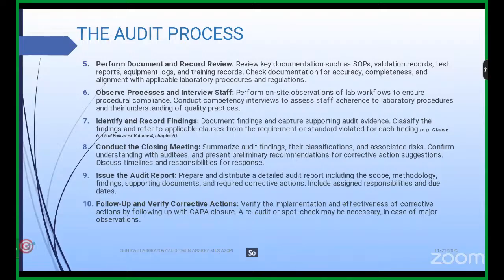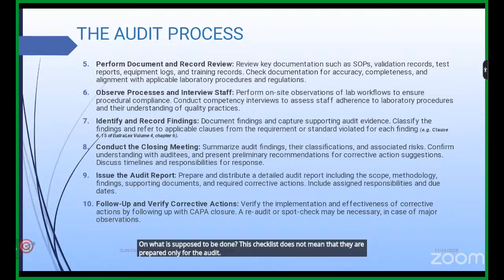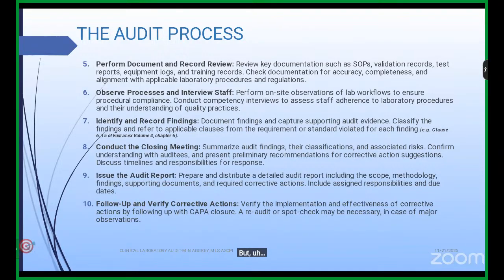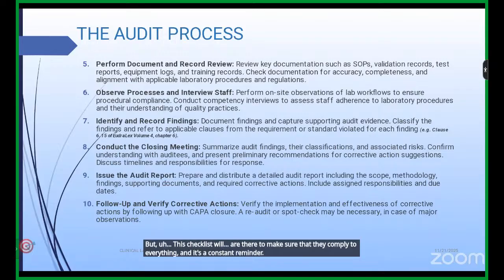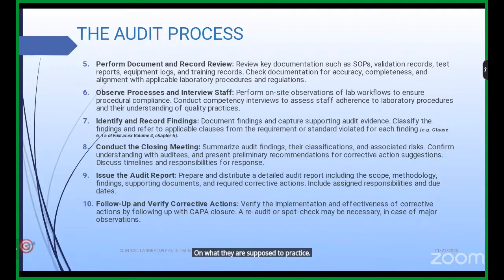So as auditors are coming into the auditing process, the laboratories also have to be aware of these points to check. They need to have a checklist on what is supposed to be done. This checklist does not mean that they are prepared only for the audit, but these checklists are there to make sure that they comply with everything, and it's a constant reminder of what they're supposed to practice, even when they are not facing an audit.